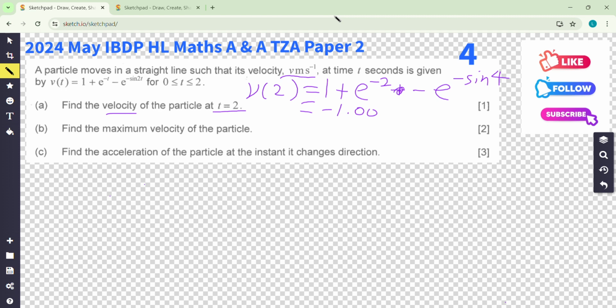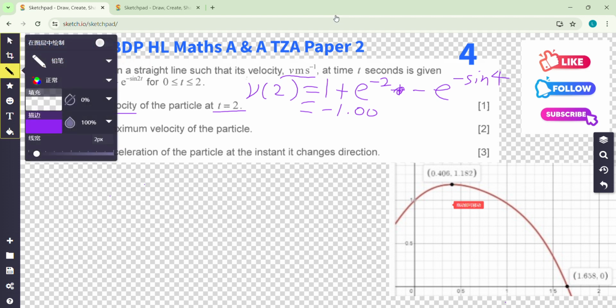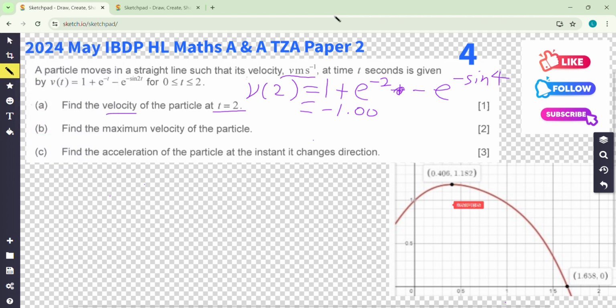Actually, 0.996 something, right? Next one, find the maximum velocity of the particle. This is a complicated question, so you can't do it by hand, so it is a graphical time. Sketch the graph, and then from the graph, find the peak. You're looking for the maximum velocity, the peak velocity.